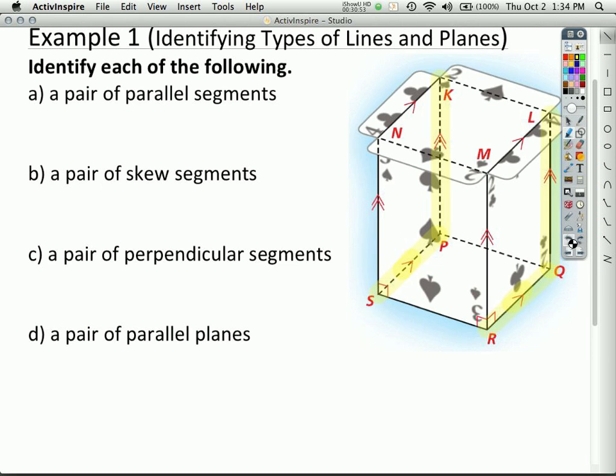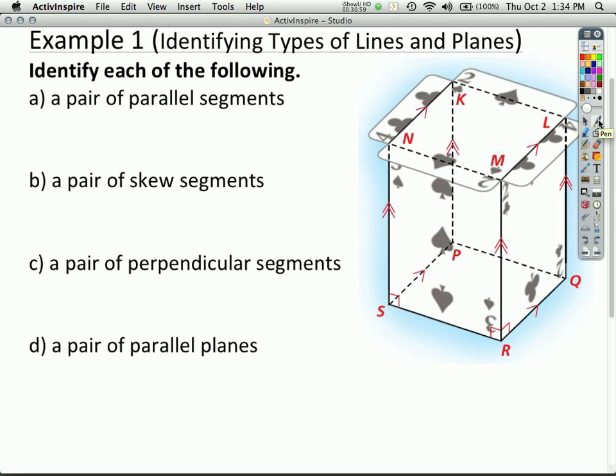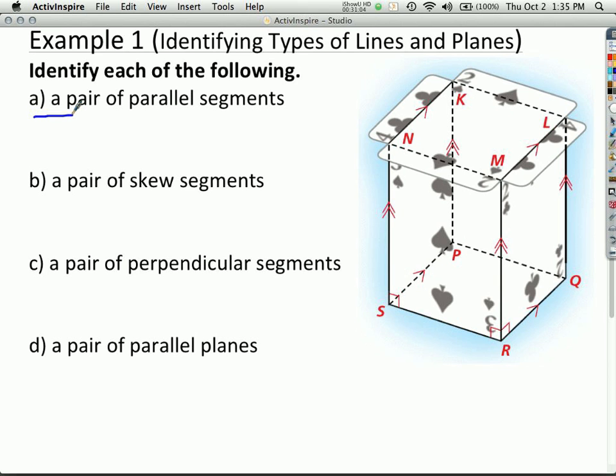So does anyone have any questions on how to identify a pair of parallel segments? So let's make sure we can write it correctly. You have to write segment, so it's got to be like this. Segment NK is parallel to segment ML. Any questions about that?